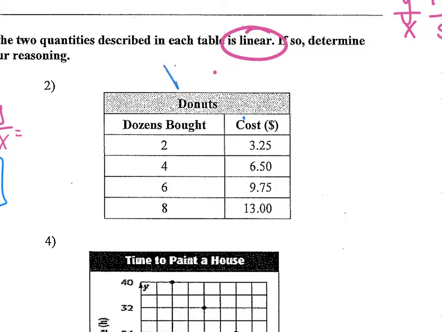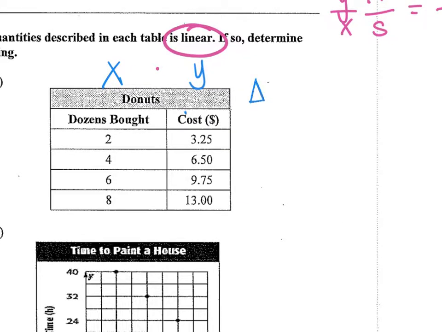On number 2, the x value is my dozens of donuts bought. My y value is the cost of those. So same thing, I want to look for the change in y on top of the change in x. So my change in y, I've got 6.50 minus 3.25. I want to find the difference here, and that gives me 3.25. When I take 9.75 minus 6.50, I also get 3.25. And 13 minus 9.75 is also 3.25. So far those are all the same, so that's looking good.